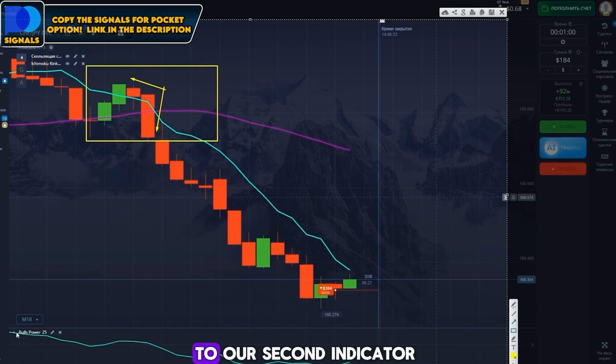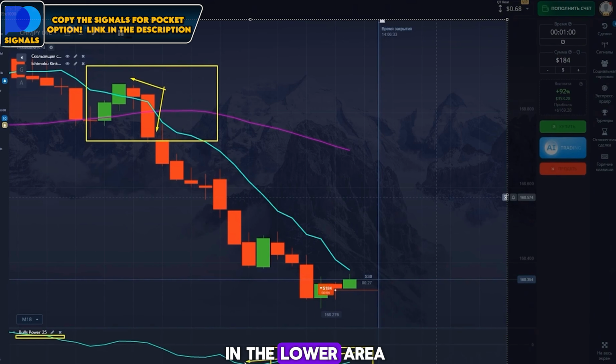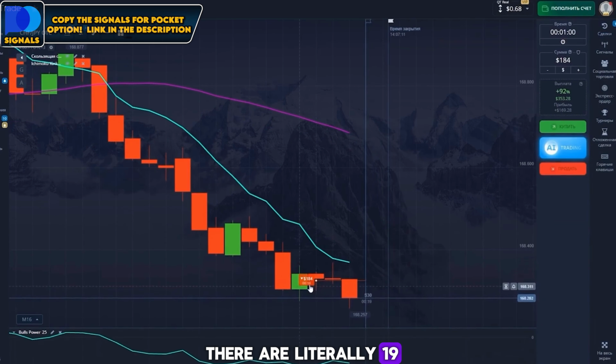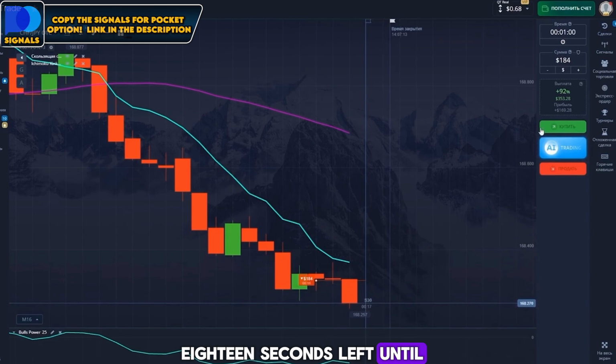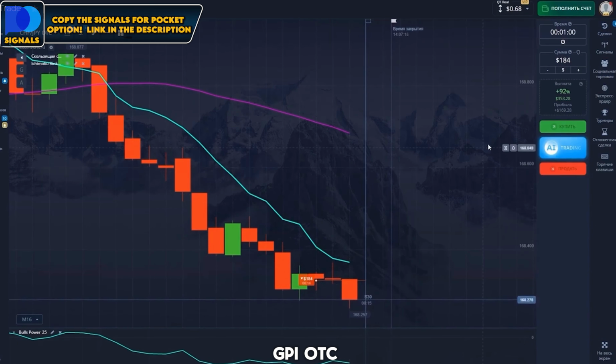We also pay attention to our second indicator, Bull's Power. And what we see is that our line has been in the lower area for a long time, which is also a signal to decline. There are literally 18 seconds left until the end of this trade on the currency pair GPIOTC.